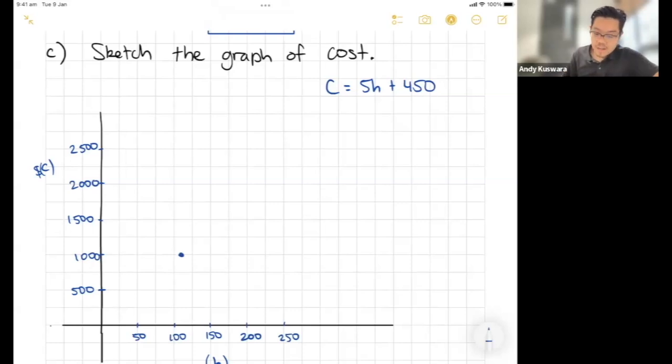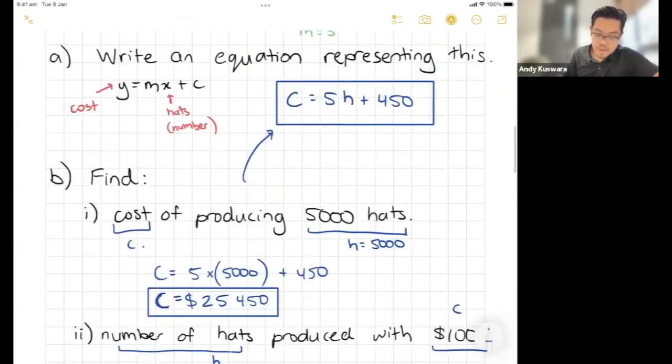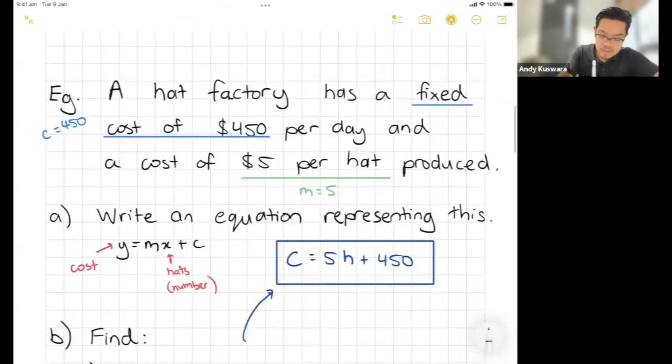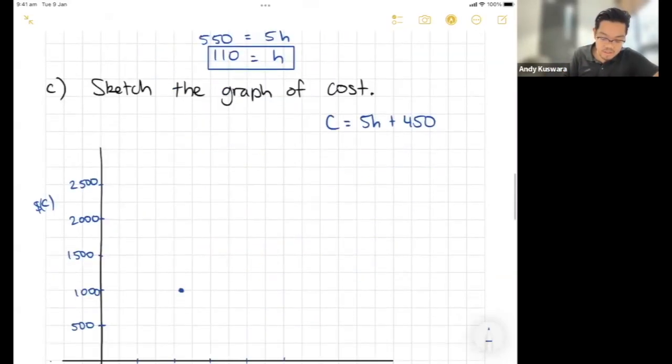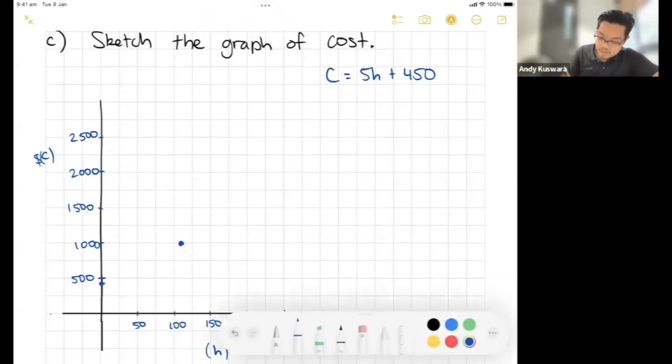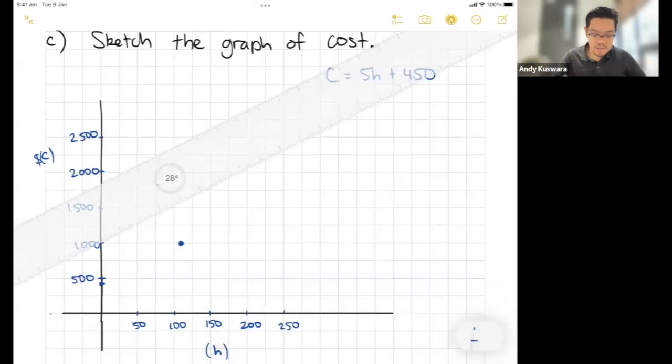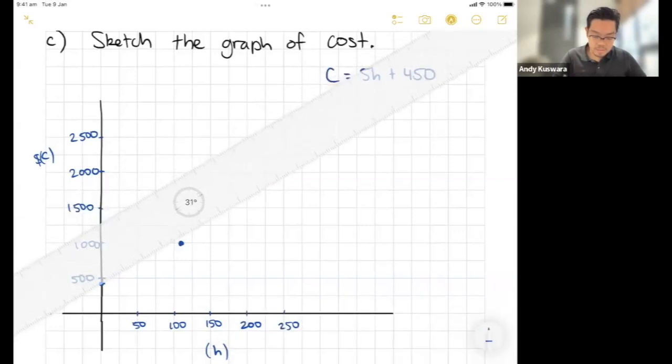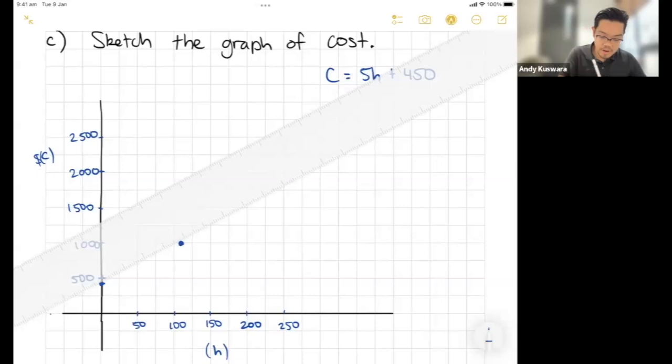That's 1 point. I also know another point: my fixed cost was $450, which means even if I make no hats, I'm still going to have to pay $450. And so that's going to be roughly there. And so here I've already got 2 points. 2 points is generally enough to draw a line. I would always do 3 just to make sure. But here, this would be an example of your graph.